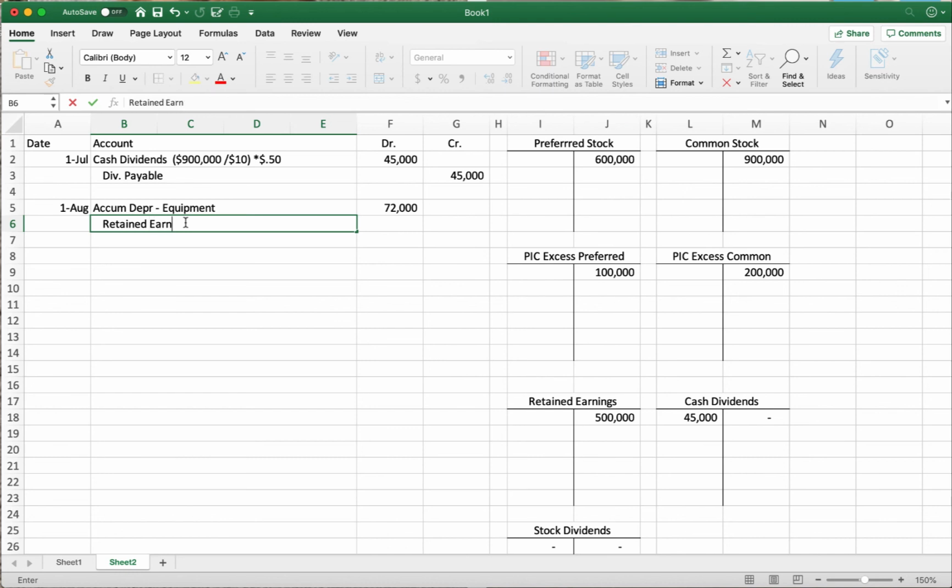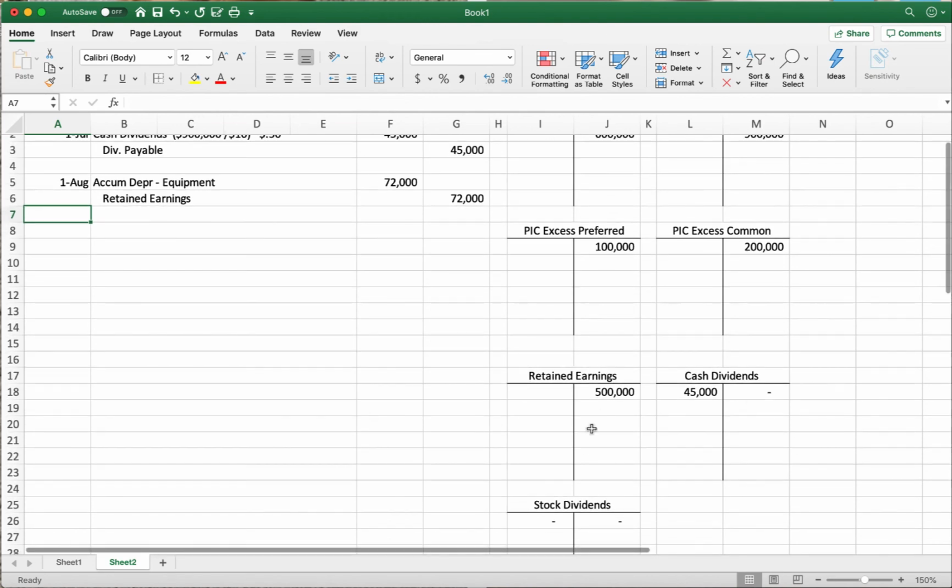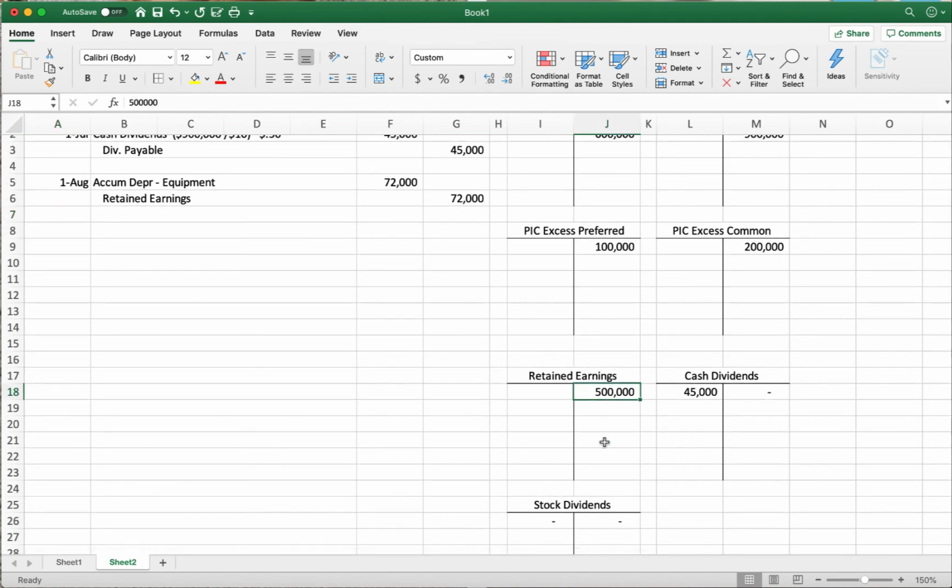Retained earnings is going to be credited for $72,000. And I'm going to post this, right? So if I look at my retained earnings account, it's $500,000. That's the beginning balance, right?